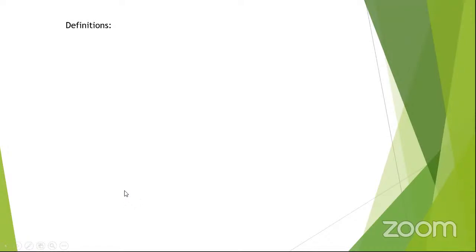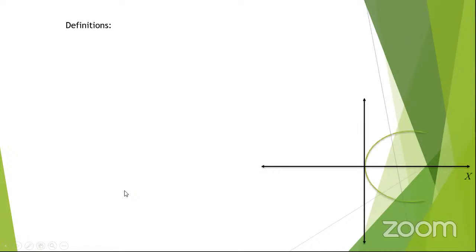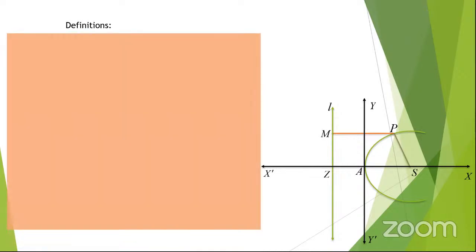Definitions. Let us take the definitions: chord, focal chord, double ordinate, and latus rectum. This is a parabola with the directrix L, focus S. Let P be a point on the parabola. Then SP equal to PM.